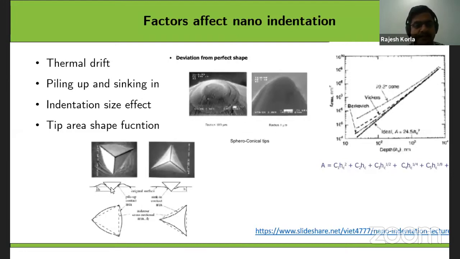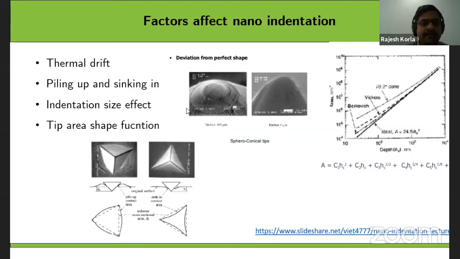Calculation based on the actual depth from the HC calculated on the load displacement data. This can give errors, for example, here the hardness will be underestimated, here the hardness will be overestimated basically. So these piling up and sinking in effects, you have to consider before actually making a valid judgment of the data.